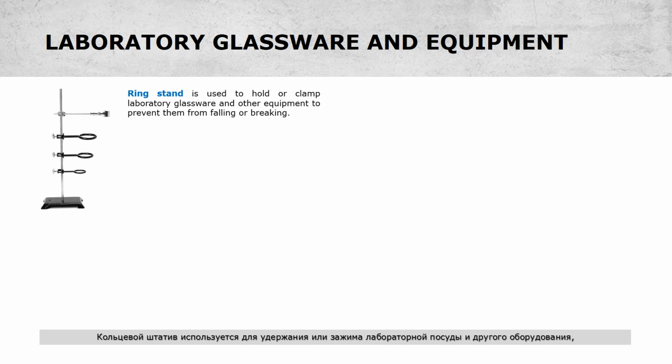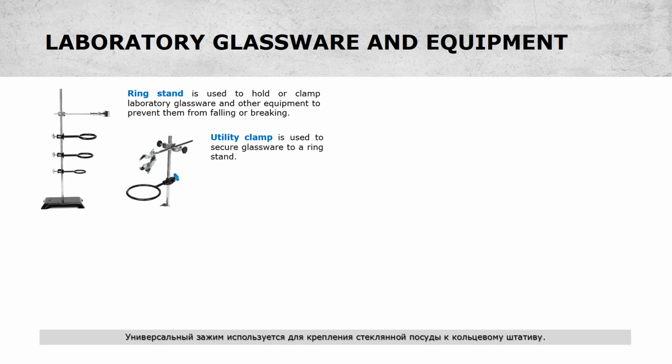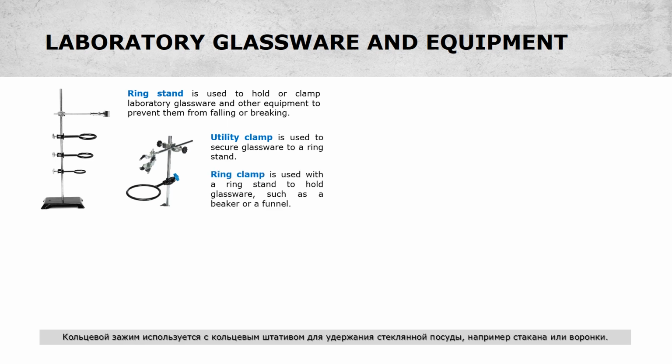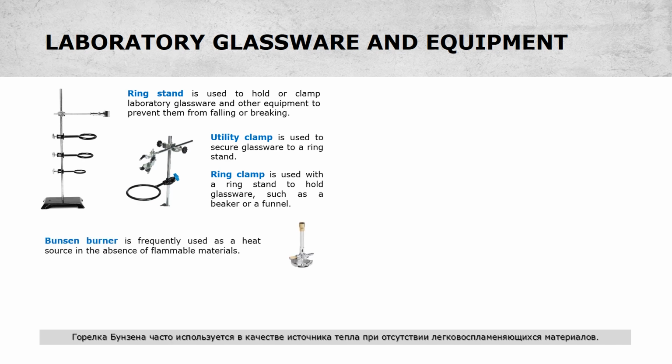Ring stand is used to hold or clamp laboratory glassware and other equipment to prevent them from falling or breaking. Utility clamp is used to secure glassware to a ring stand. Ring clamp is used with a ring stand to hold glassware, such as a beaker or a funnel. Bunsen burner is frequently used as a heat source in the absence of flammable materials.